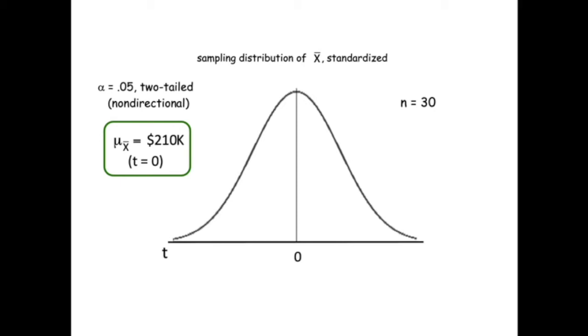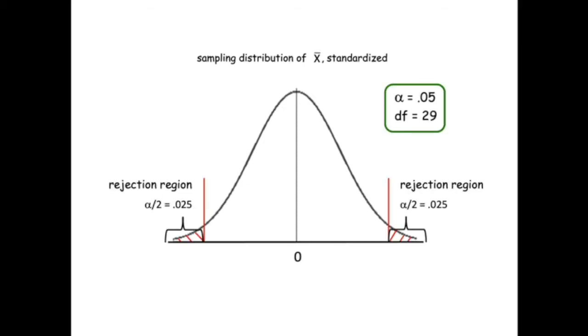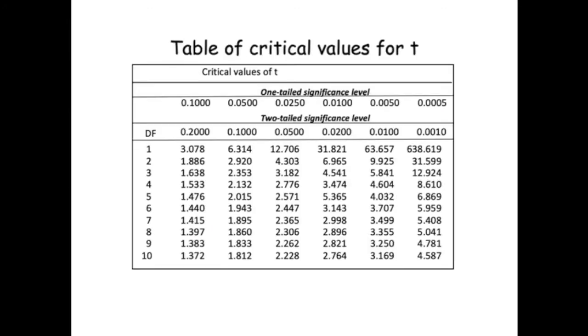The last piece of information we need is the degrees of freedom for this distribution. The sample size is 30, so the degrees of freedom is 29. For a two-tailed test, the rejection region is split evenly into the two tails. We need to consult a table to determine the critical values of the test statistic. Critical values for t are based on two factors: the significance level and the degrees of freedom.